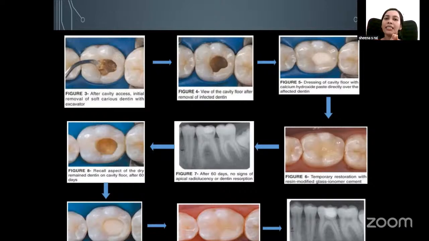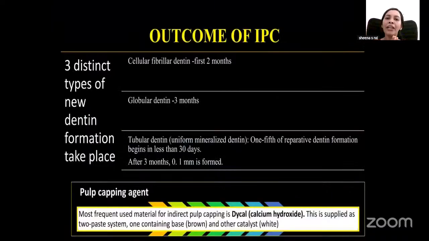After that, we'll be placing the intracanal medicament, and on top of that, we'll be placing a temporary restoration. So what are the outcomes of indirect pulp capping? Once we do indirect pulp capping, which type of dentine is formed? It is cellular fibrillar dentine. Just think of it as some fiber-like dentine that is formed.